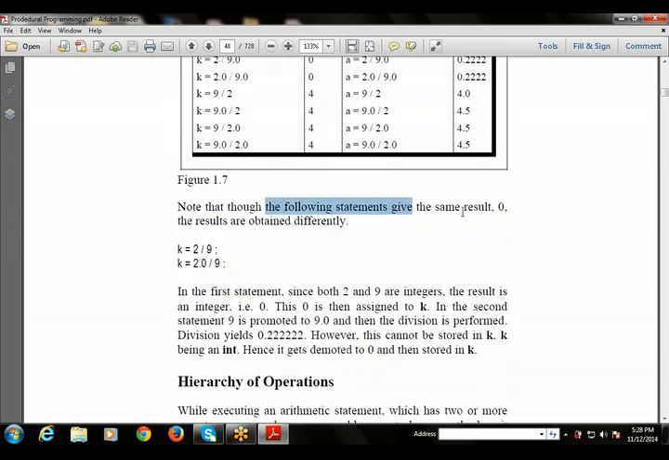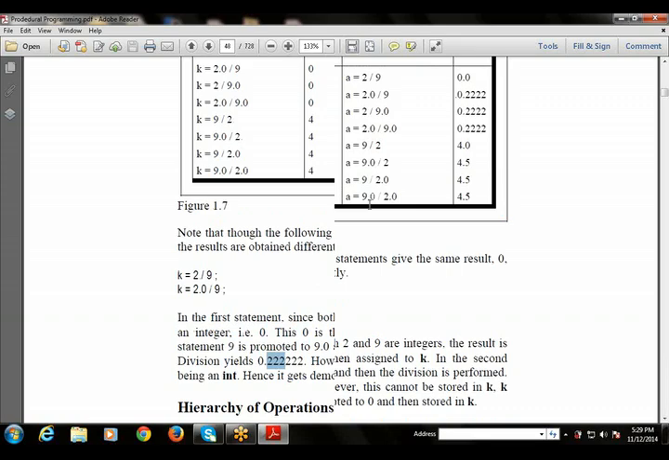Note that the following statements give different results, and the results are obtained differently. In the first statement, 2 and 9 are integers. The result is 0. This 0 is assigned to k. In the second statement, 9 is promoted to 9.0. Then the division is performed. The division yields 0.22. So this is the example.